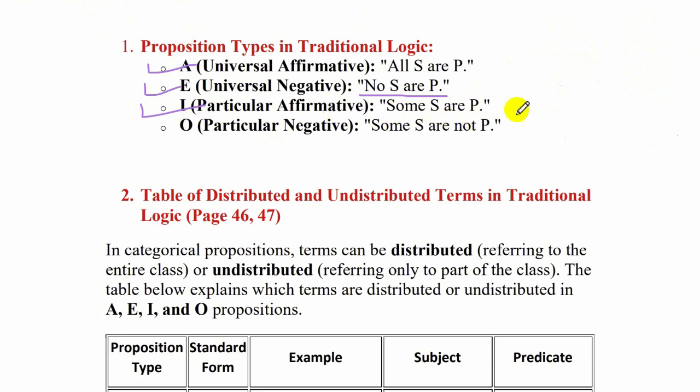Next is I. It's known as the particular affirmative. Some S are P. So the Venn diagram for that is: some S means some part of the S. Let's say this part. Some part of the S is in P.